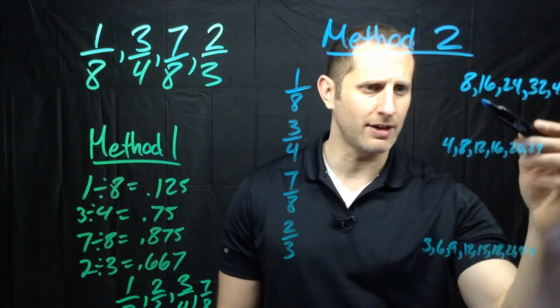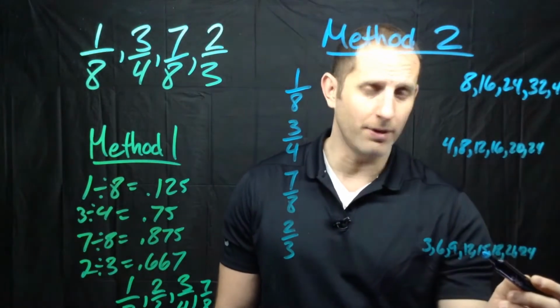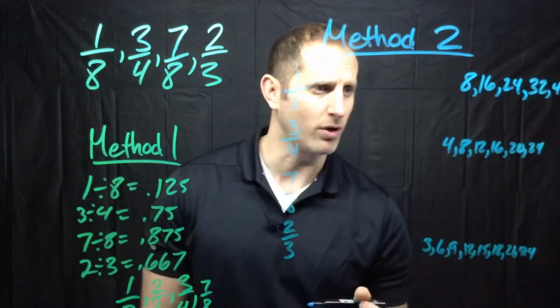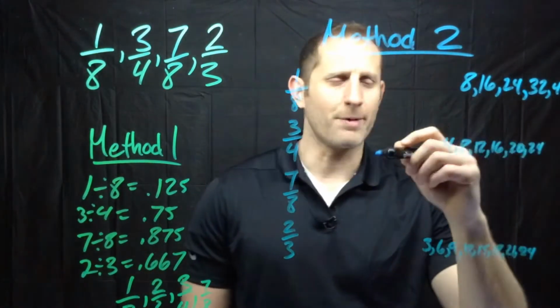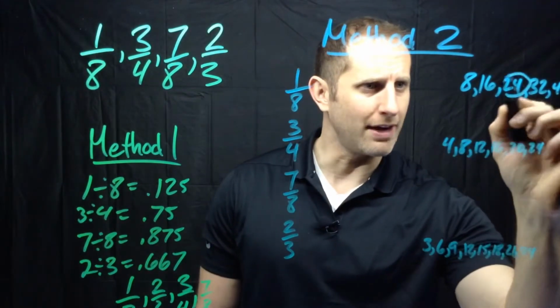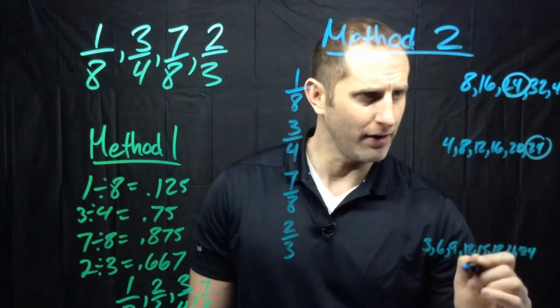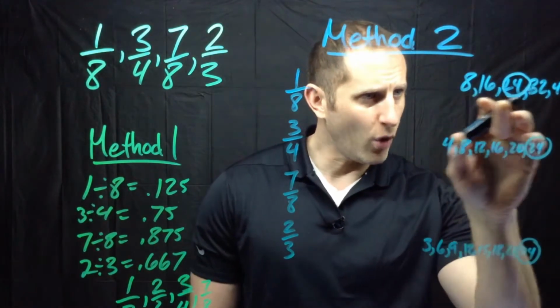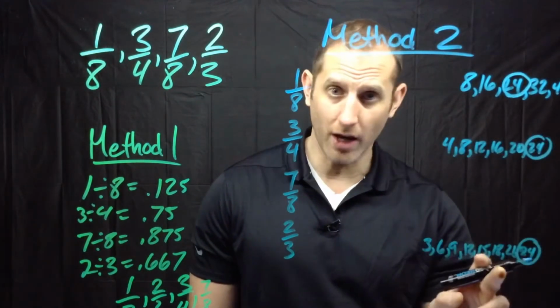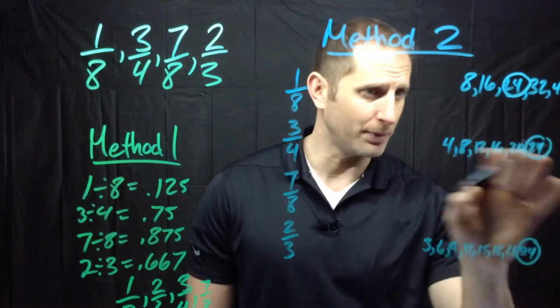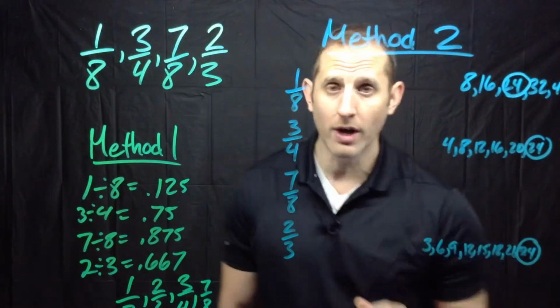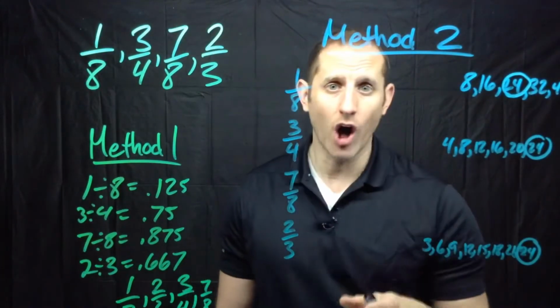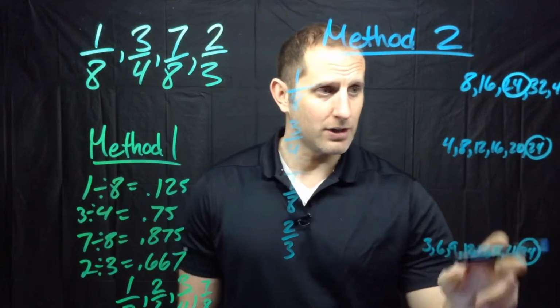Let's see. I've got 16 and 16, but no 16 here. So again, that one doesn't work. But what about 24? 24 is here, 24 is here, and 24 is here. And that is the lowest number that I see that shows up in all of this multiplication stuff that I did. So I know that I can change my denominator into 24ths.